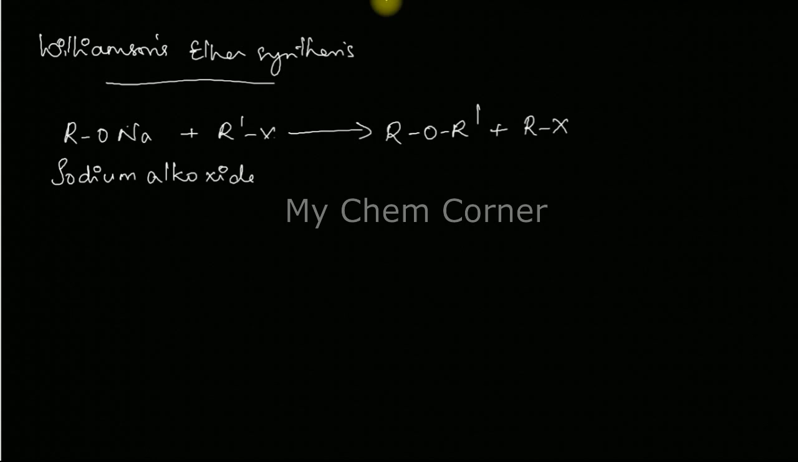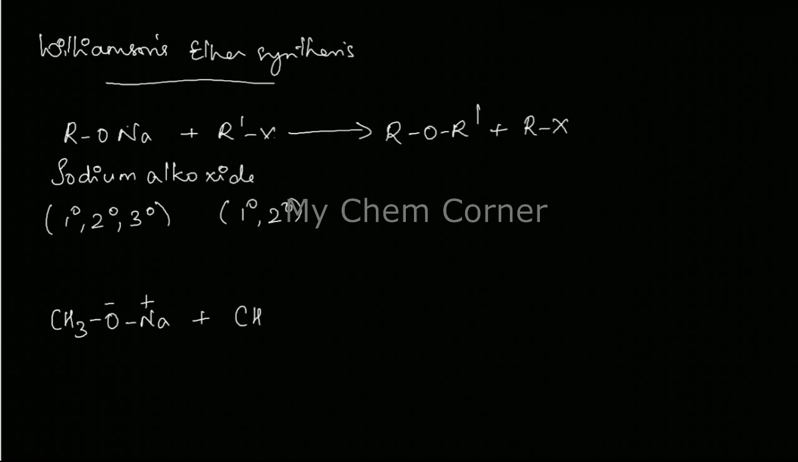Now a very important thing in Williamson's ether synthesis is to know the nature of the alkoxide and alkyl halide utilized. You can use primary, secondary and tertiary alkoxide, but you can only use primary and secondary alkyl halide. I'll tell you the reason why. Say for example, I'm taking the alkoxide as CH3ONa, which is a primary alkoxide. And I'm going to take an alkyl halide which is of a tertiary nature. I am not supposed to do it, but I am taking it to show you why. So this is tertiary, this is primary.